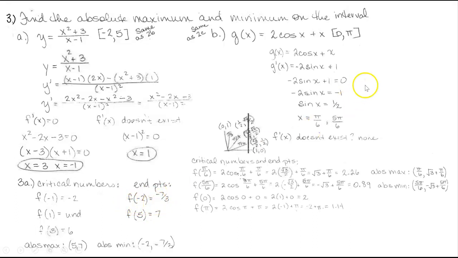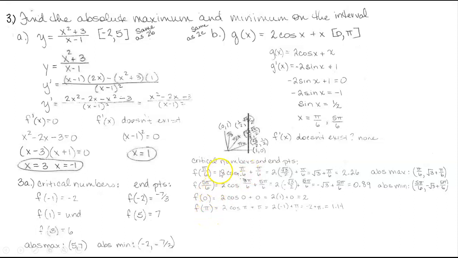All right, look at the next one. So again, we're going to do the same thing. We've already got our critical numbers from the work that we had done previously. So we're going to check those critical numbers and those endpoints. You can see we're going to plug in pi over 6 and 5 pi over 6. And then here's our interval up here. We're going to plug in the 0 and the pi.